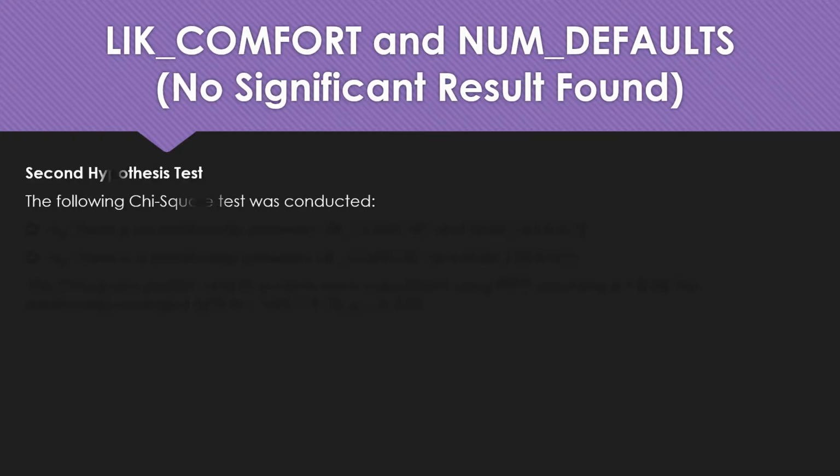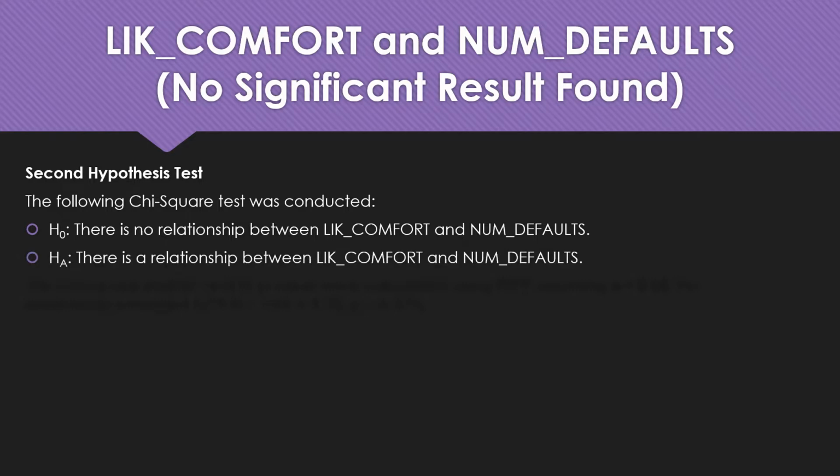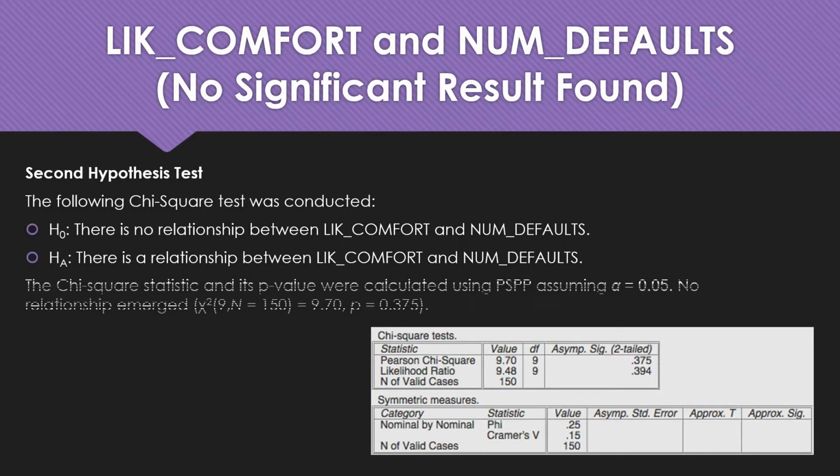For our second hypothesis test, the following chi-square test was conducted. Null hypothesis. There is no relationship between the Likert comfort and number of defaults. Alternate hypothesis. There is a relationship between the Likert comfort and number of defaults. After performing our next chi-square test using PSPP, assuming alpha equals 0.05, we know that the test had 9 degrees of freedom, contained 150 cases, and the chi-square statistic was 9.70. The p-value equals 0.375, therefore, no relationship emerged.